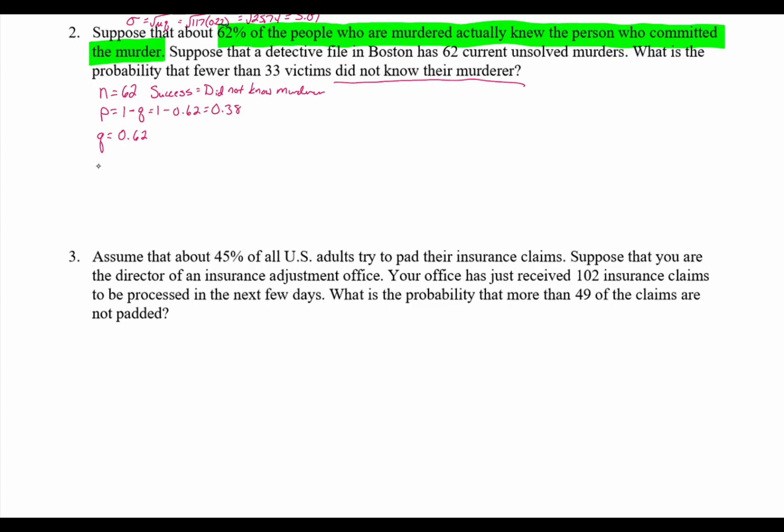So now we want to make sure that n times P and n times Q are both greater than or equal to 10. So in other words, that the normal approximation applies. So n times P is going to be 62 times 0.38. And that gives us 23.56, which is greater than or equal to 10, so that one's good. n times Q is going to be 62 times 0.62, so that gives us 38.44, which is also greater than or equal to 10. So because both of these are greater than or equal to 10, the normal approximation applies.